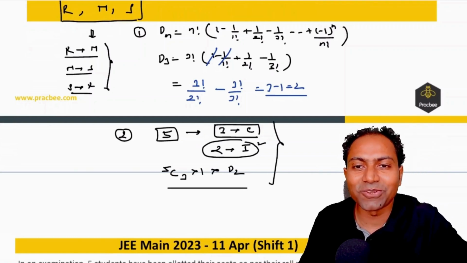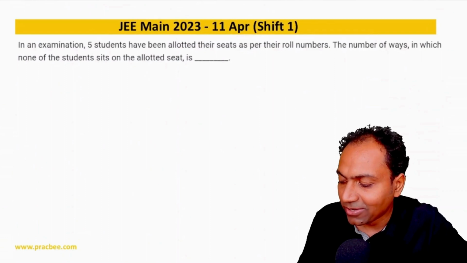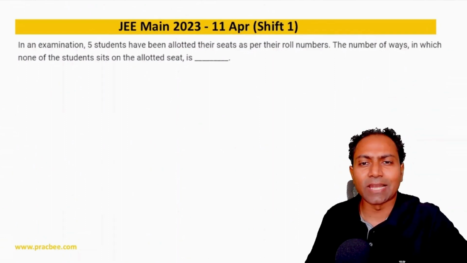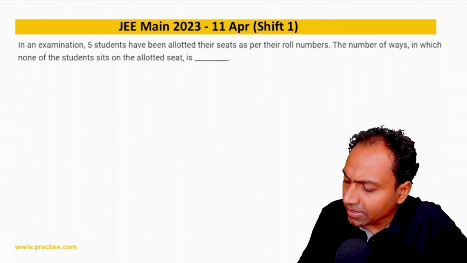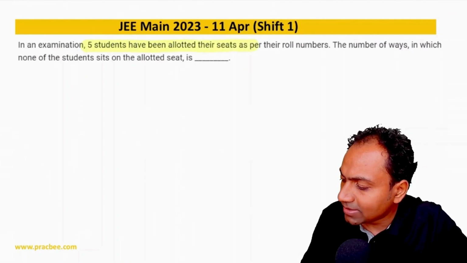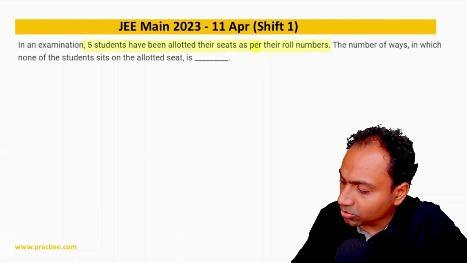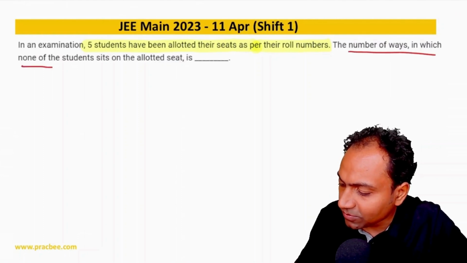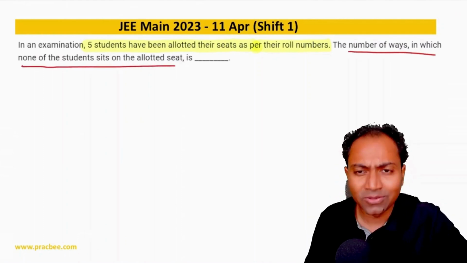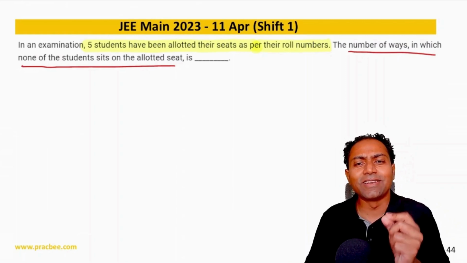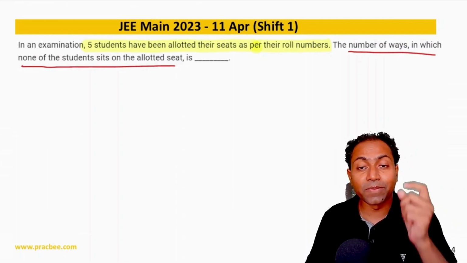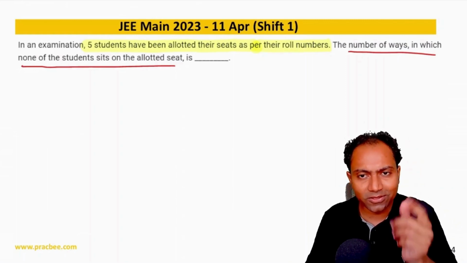Now let us see what kind of JEE question was framed in 2023. The question says that there are 5 students who have been allotted their seats as per row numbers. The number of ways in which none of the students sit on the allotted seat. This is nothing but a classical definition-based derangement. If you remember the temple example, you will be able to get it right at the first instant.